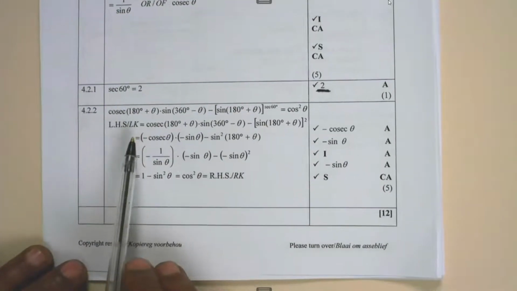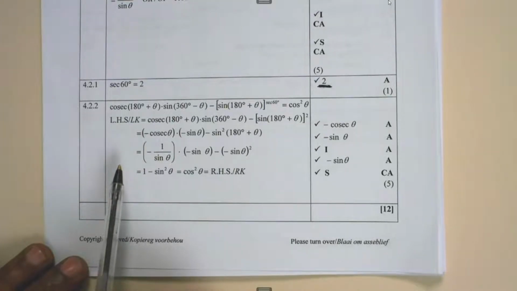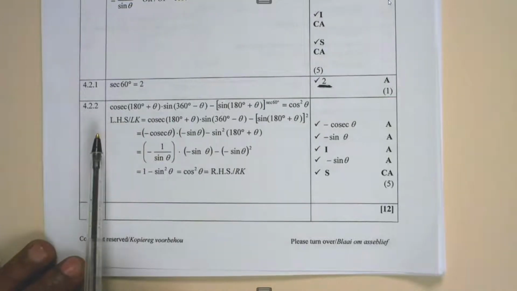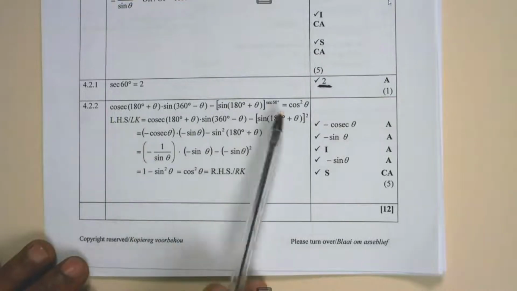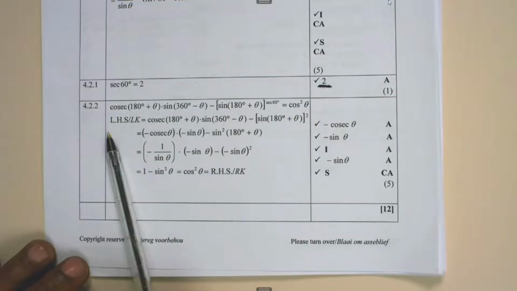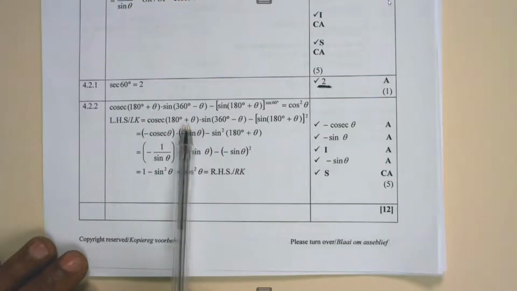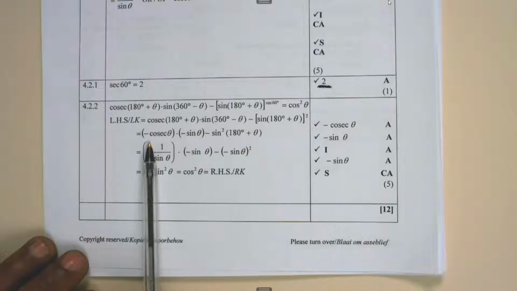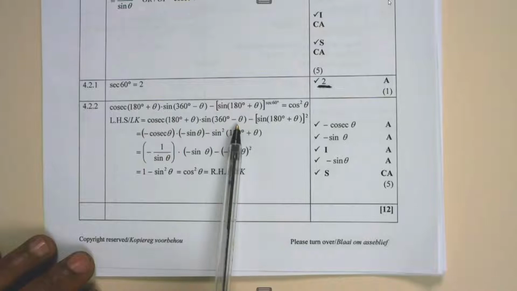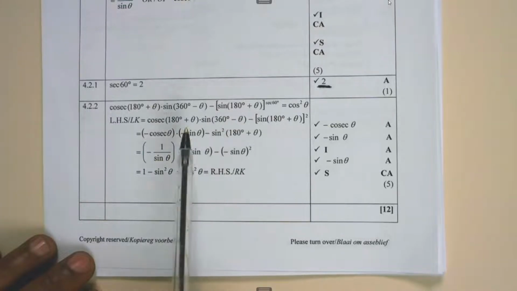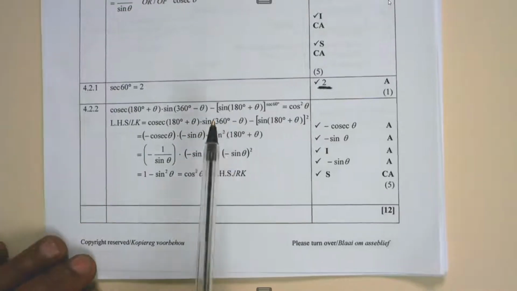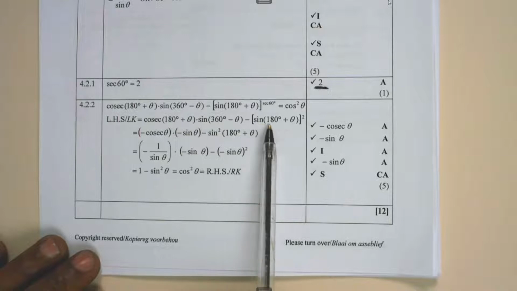And then coming to 4.2.2, we realize here, learners have to prove that left-hand side is equal to right-hand side. It means learners are picking the left-hand side and simplifying. And then cosec of 180 plus theta. 180 plus is our third quadrant. And we know that cosec is a reciprocal of sine. So therefore it will be negative. And then 360 minus theta is in the fourth quadrant. And we realize that sine is also negative in the fourth quadrant. And then if they simplify here, we know that it's going to be negative sine theta.